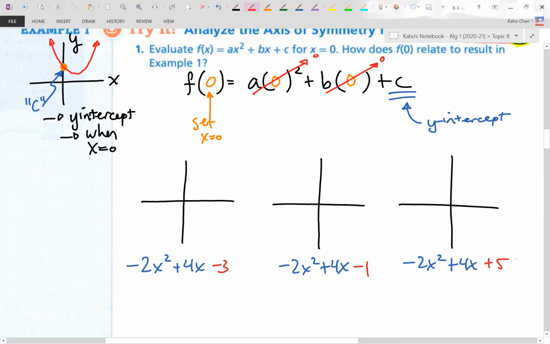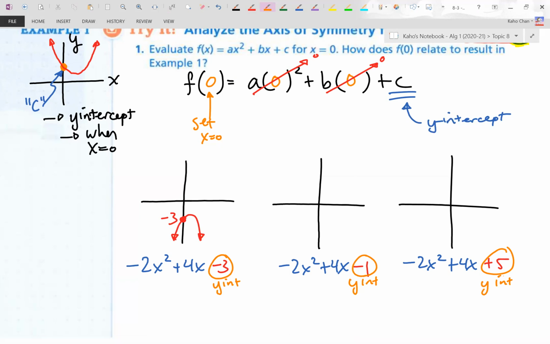And what would happen when you graph this is that you'll get an upside down parabola, since the leading coefficient's negative, and this particular one on the left will cross the y-axis at -3. The second one will cross through -1, right? And the third one will cross through +5. That's just a given when x equals 0, right? When you set x equal to 0, everything else goes away except the constant by itself. It's pretty easy there. Yay.